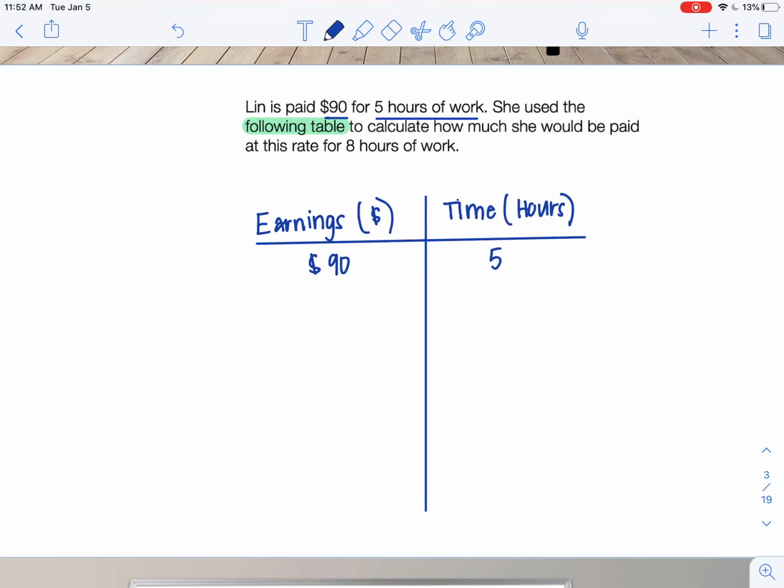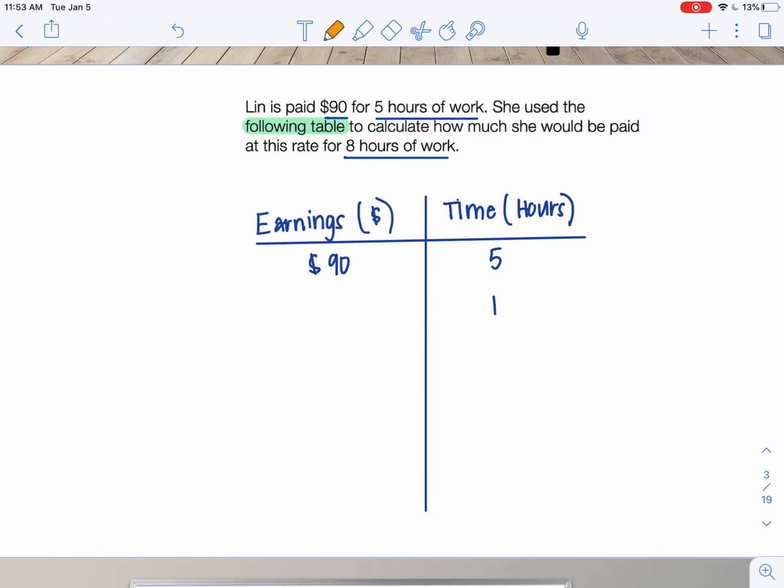Now, the question is asking us to use this table to calculate how much she would be paid for 8 hours of work, which means eventually I'm going to need an 8 in the time column. Before I do that, I'm going to figure out how much money Lynn makes for 1 hour of work. Because once I know how much money she makes per hour, it's going to be a lot simpler for me to figure out how much money she makes in 8 hours.